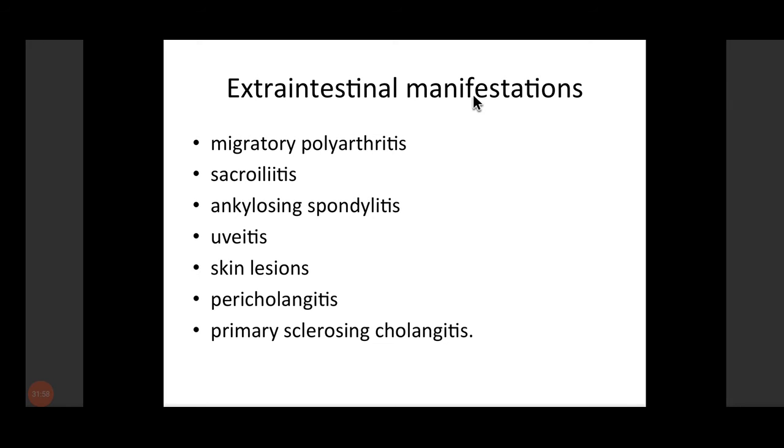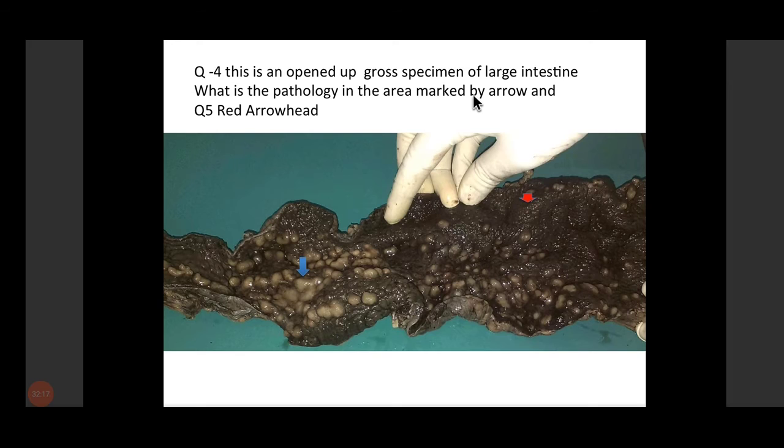They can also have several extra-intestinal manifestations, such as migratory polyarthritis, sacroiliitis, ankylosing spondylitis, uveitis, primary sclerosing cholangitis, etc. These are all immune-mediated mechanisms leading to these extra-intestinal manifestations.